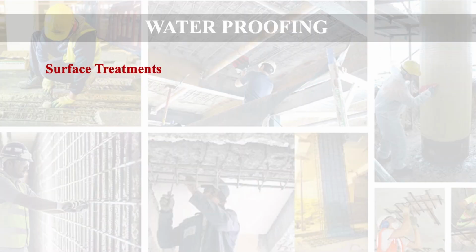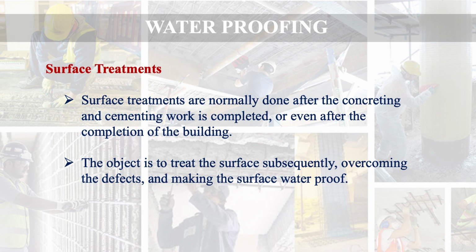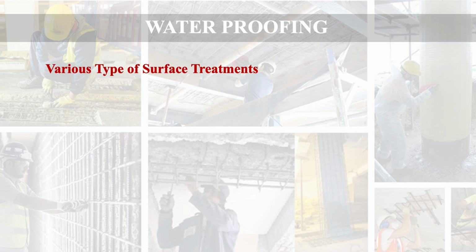Now we move to surface treatments. Surface treatments are normally done after the concreting and cementing work is completed, or even after the completion of the whole building. The object is to treat the surface subsequently, overcoming the defects and making the surface waterproof. What are the various types of surface treatments? Surface treatments can be categorized into the following categories.